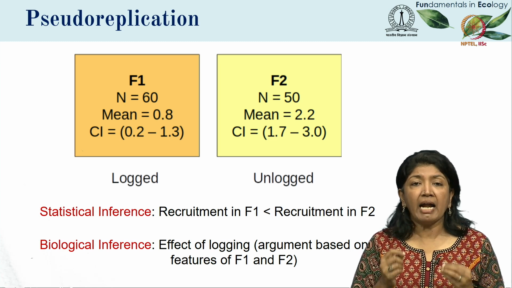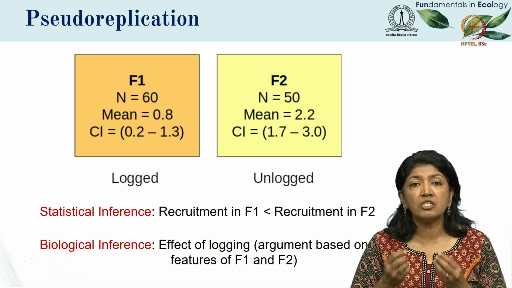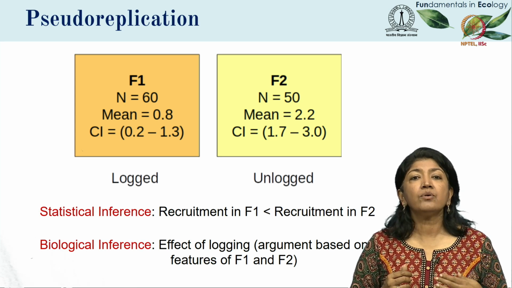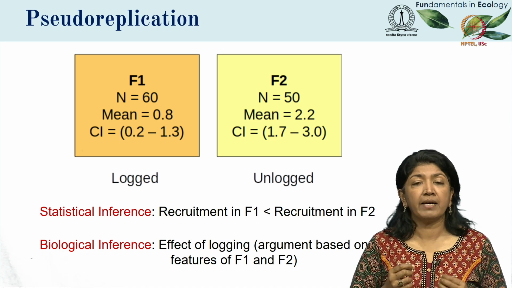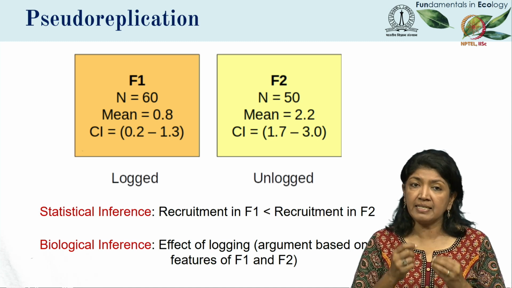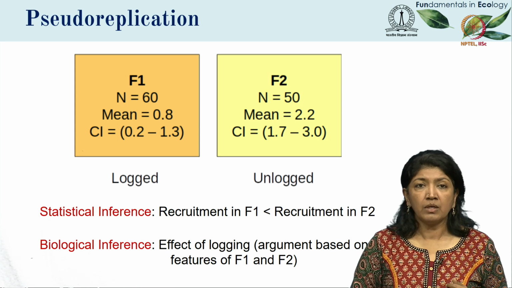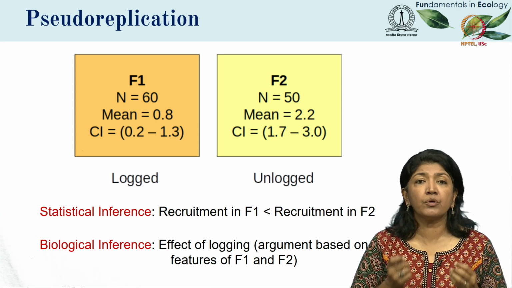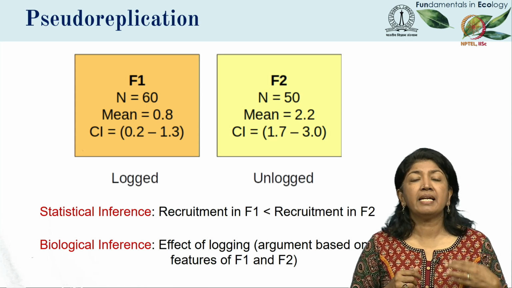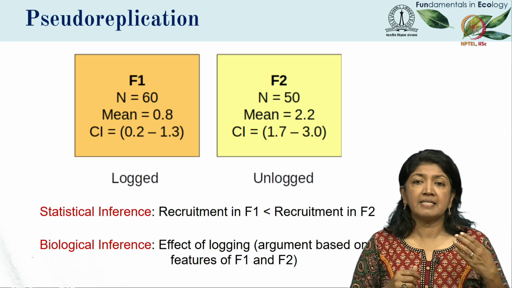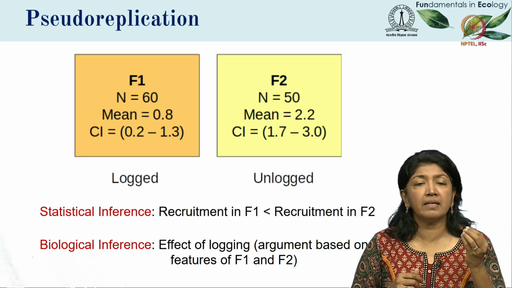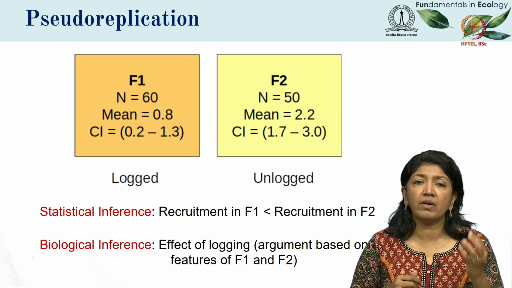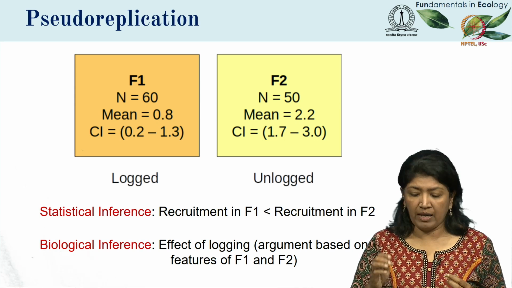To make that inference that the difference between F1 and F2 is because of logging, I need to incorporate features of F1 and F2. I cannot do that based on the current study design and statistics. What I have is a case of pseudo-replication. Multiple nests in F1 are subsamples that go towards getting a very reliable, precise estimate for F1 and similarly for F2.